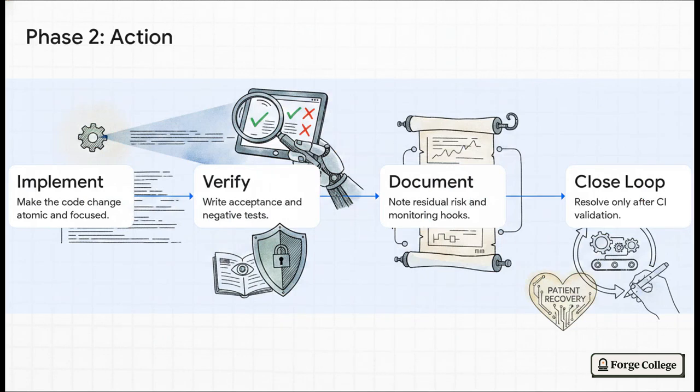Once the planning is done, we move to phase 2, action. Step 4 is implementing an atomic change. Keep it small, keep it focused. Step 5, verify with acceptance tests. You've got to prove it actually works. Step 6 is documenting residual risk and monitoring hooks. And finally, step 7, close the loop via CI validation. Listen, the procedure isn't over until continuous integration gives the green light and your reviewers actually sign off. Only then is our patient safely in recovery.